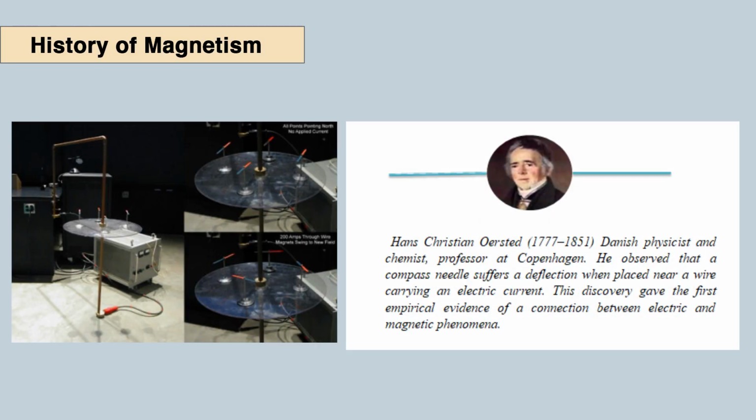History of magnetism. A famous physicist, Hans Christian Ørsted, 1777 to 1851, a Danish physicist and chemist professor, observed that a compass needle suffers a deflection when placed near a wire carrying an electric current. This discovery gave the first empirical evidence of a connection between electric and magnetic phenomena.